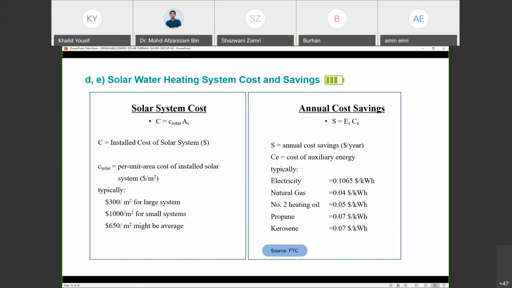For the solar water heating system cost and saving, the solar system cost formula is C equal to C solar times collector area. You can see the difference of properties that we listed down below, because I used the reference from the United States of America. You can see the difference for large systems and small systems, and different properties for electricity, natural gas, water heating oil, and propane and kerosene. But the formula is still the same, just different properties.